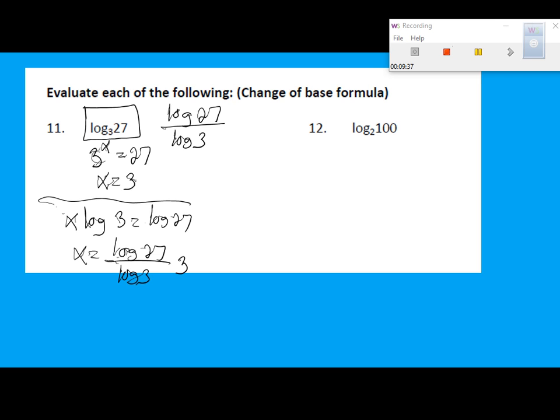So on my number 12 here, 2 to some power is 100. If you run this through your calculator, you'd have log of 100 divided by log of 2. If you run that through your calculator, you should get about 6.64. That's called the change of base formula.